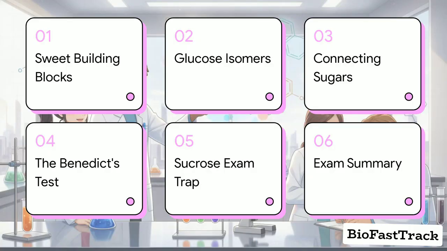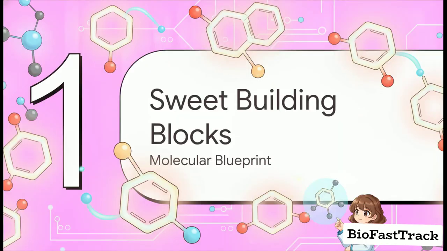We'll start with life's sweet building blocks. Move into a core comparison of glucose isomers, and then look at connecting sugars via glycosidic bonds. After that, we'll break down the Benedict's test process, make sure we avoid the infamous sucrose exam trap, and then we'll wrap the whole shebang up with a 10-second exam summary. Let's get to it. Okay, Section 1, Life's Sweet Building Blocks.